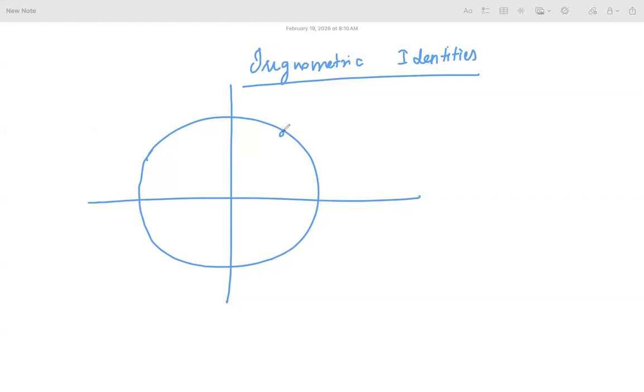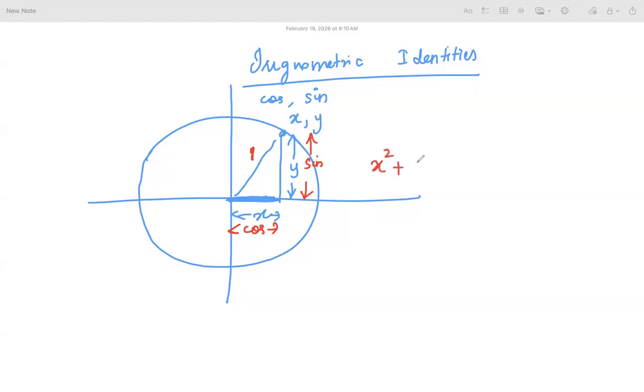Now I'm going to have the point x comma y. This x comma y is cos comma sine. You're all aware of it. Now see this one. This one is my x value. This one is my y value. Any questions there? Now instead of x and y, I can say this is my cos value. This is the unit circle, remember? This is the cos value. This is the sine value, right? So you know that x square plus y square equal to 1 is the equation for a circle with origin as the center, correct?